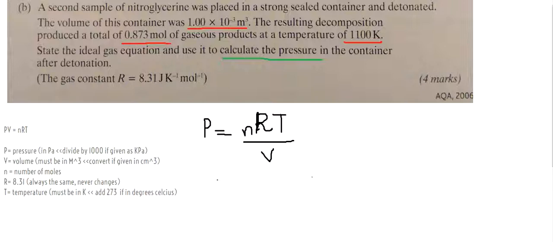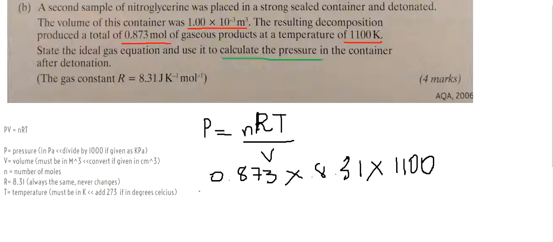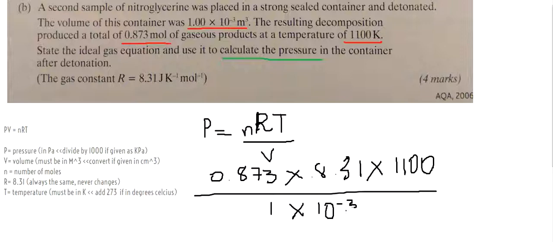Plugging in the numbers, we should write 0.873 times by the gas constant 8.31, excuse the messy writing, times by the temperature 1100, all over volume, which is 1 times 10 to the minus 3.